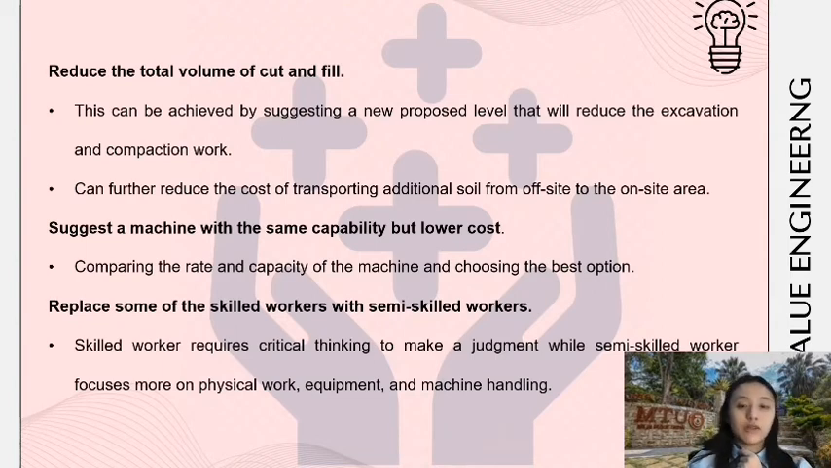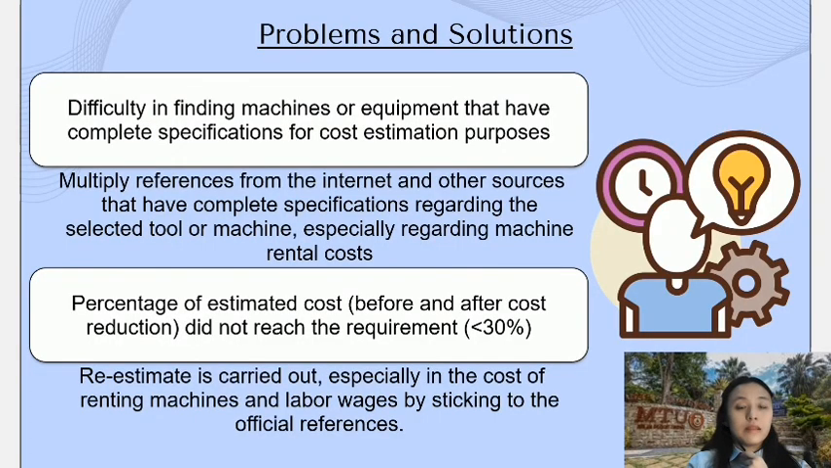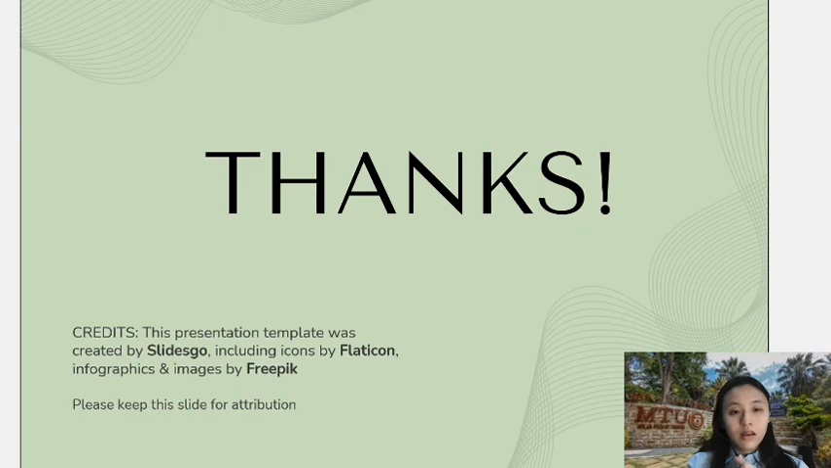equipment, and machine handling. So these are the problems we faced during the project. First, difficulty in finding machines or equipment that have complete specifications for cost estimation purposes. Hence, we have to consult multiple references from the internet and other sources that have complete specifications regarding the selected tool, especially regarding the machine rental cost. Next, the percentage of estimated cost did not reach the requirement. Hence, re-estimation is carried out, especially for the cost of renting machines and labor wages, by sticking to the official reference. And I think that's all for the minor presentation video for costing and estimating.